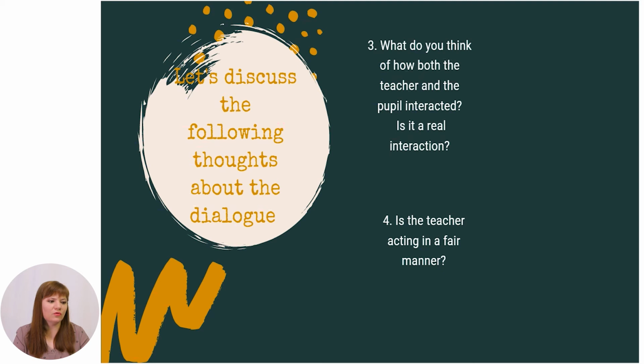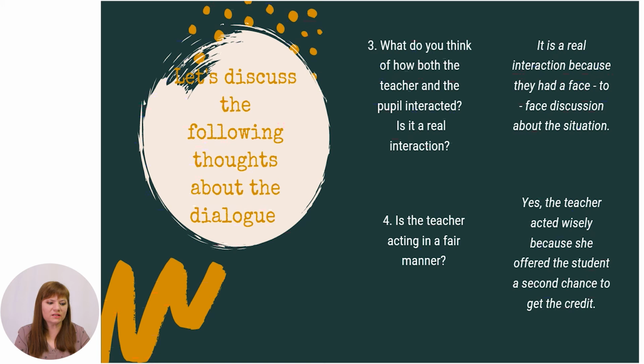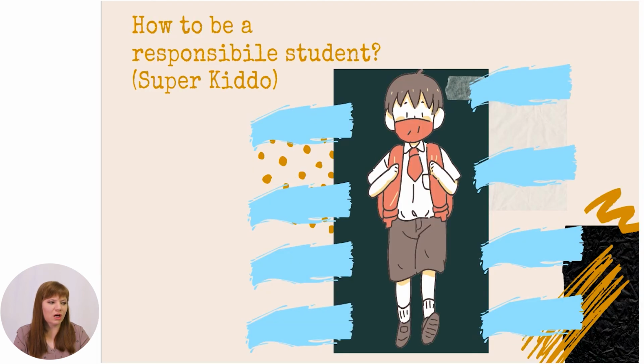What do you think of how both the teacher and the pupil interacted? Is it a real interaction? It is a real interaction because they had a face-to-face discussion about the created situation. Is the teacher acting in a fair manner? Yes, the teacher acted wisely because she offered the student a second chance to get the credit. I hope you have the same ideas as me.